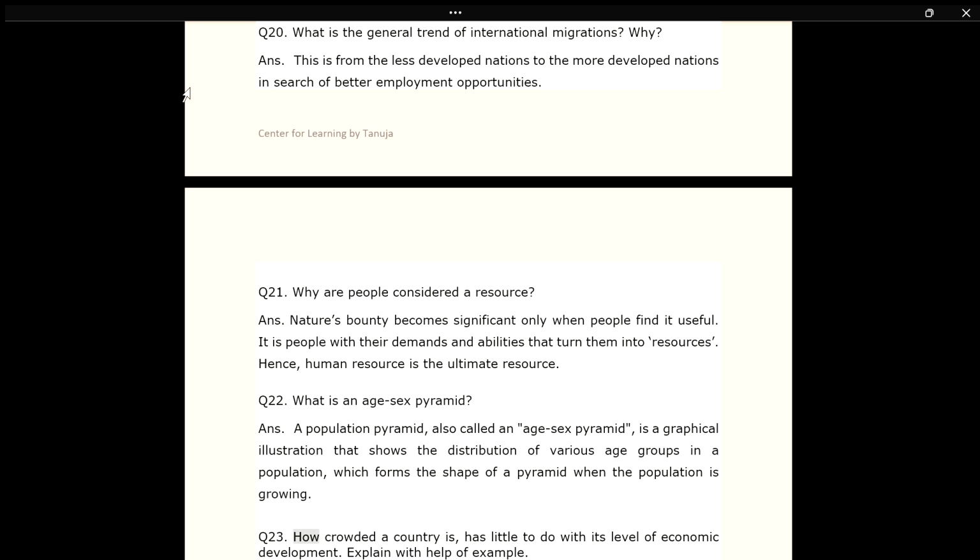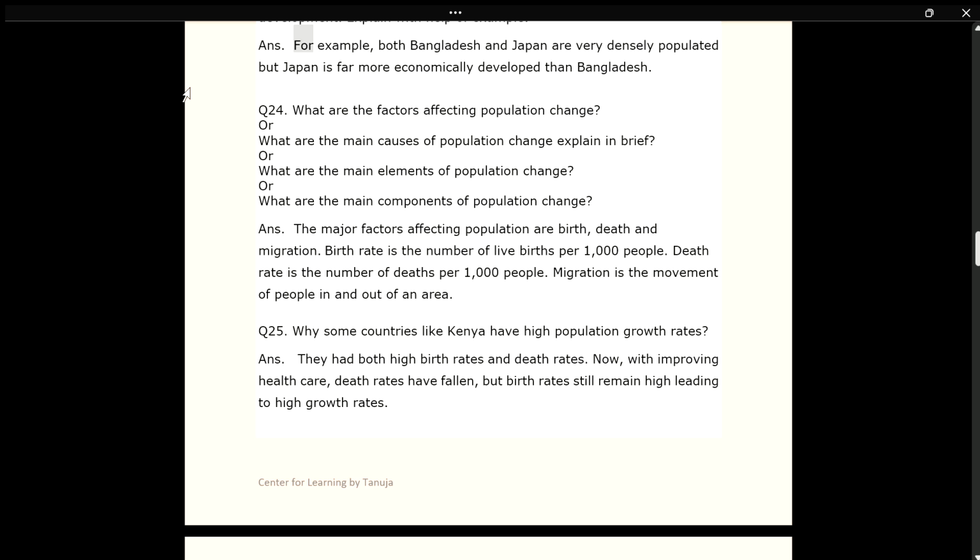Q23. How crowded a country is, has little to do with its level of economic development. Explain with help of example. Ans. For example, both Bangladesh and Japan are very densely populated, but Japan is far more economically developed than Bangladesh.